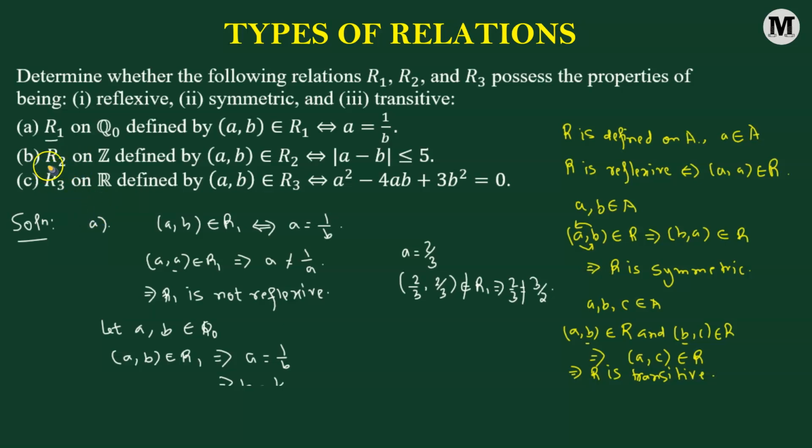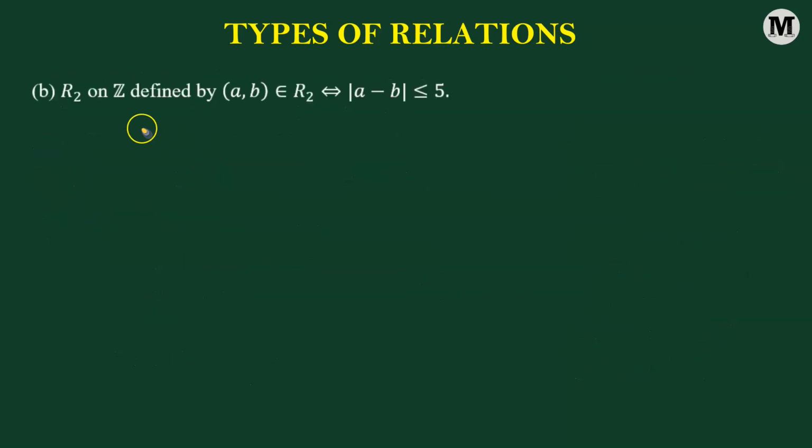Now let's go to the second one. Now we have another relation R2, which is defined on the set of integers, and it is defined by the ordered pair A comma B belonging to the relation R2 if and only if the absolute value of A minus B is less than or equal to 5. Okay, now here let's do one thing. Let's rewrite the relation, which will help us understand it in an easier fashion.